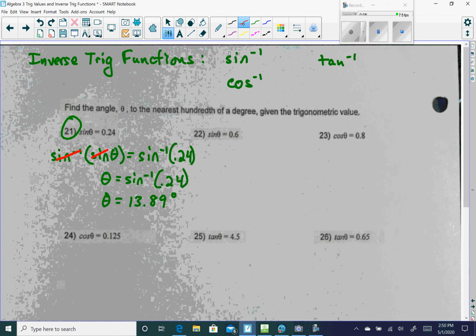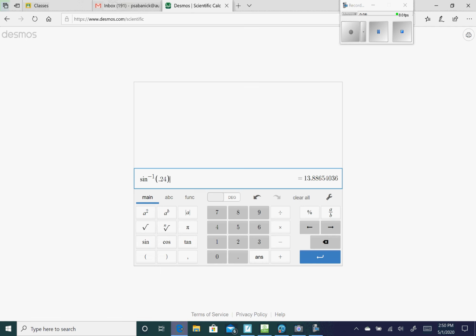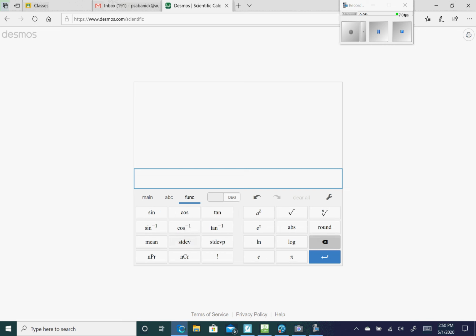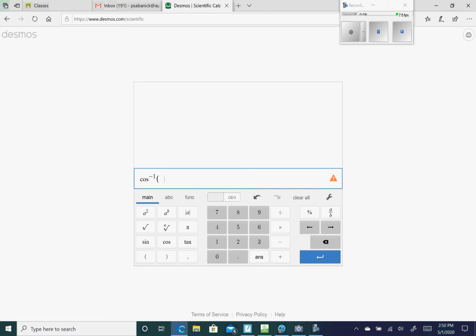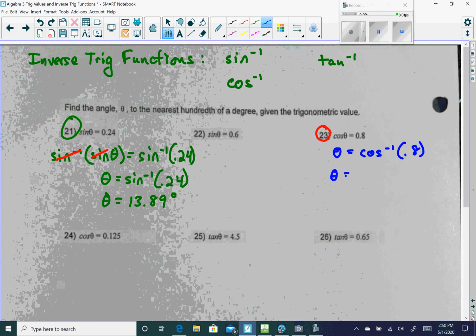All right, let's take a look at, which one did I want to do next? Let's go to 23, do one with cosine. What I'm going to start here with is to undo cosine. I'm just going to isolate the theta, and that's just going to become the inverse cosine of 0.8. Now all we have to do is type that into our calculator. So clear this, go to function, go to inverse cosine, back to main, 0.8, and then we get 36.87 degrees. So theta is equal to 36.87 degrees. Likewise on the Inspire calculator.